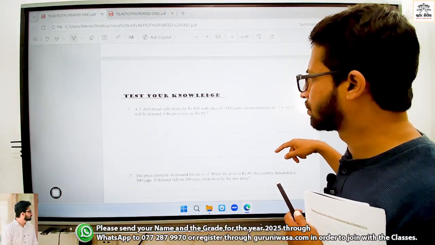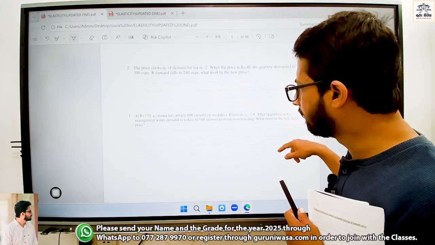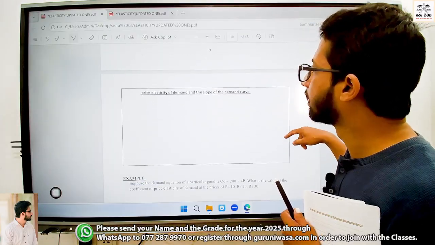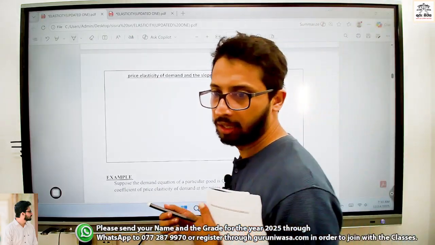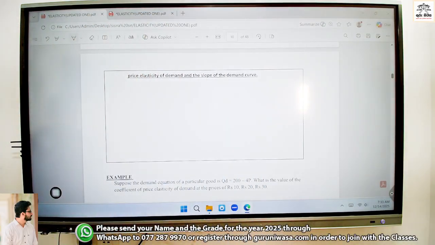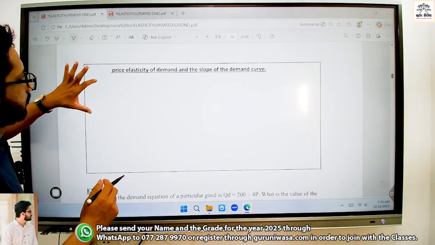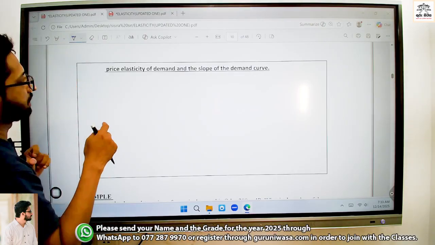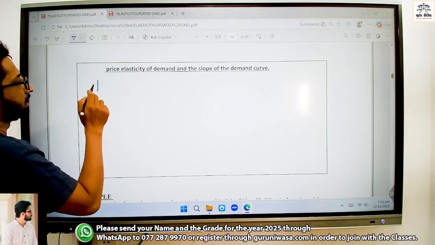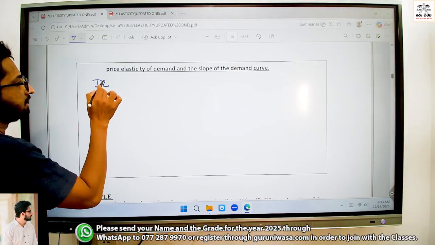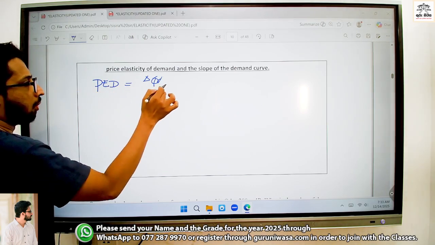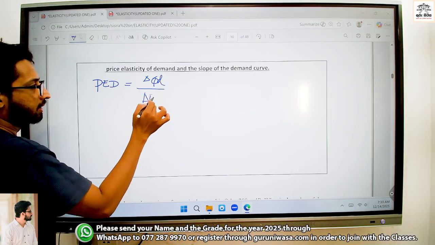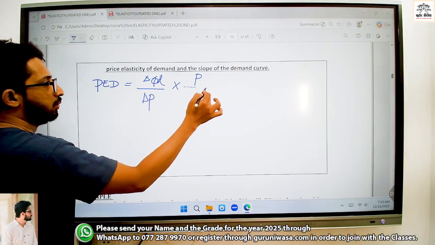To complete this test your knowledge, I'm not going to complete it now. Price elasticity of demand and slope of the demand curve. Listen to me carefully. What is the equation for calculating price elasticity of demand? The point one. PED equals delta QD over delta P into P over QD.